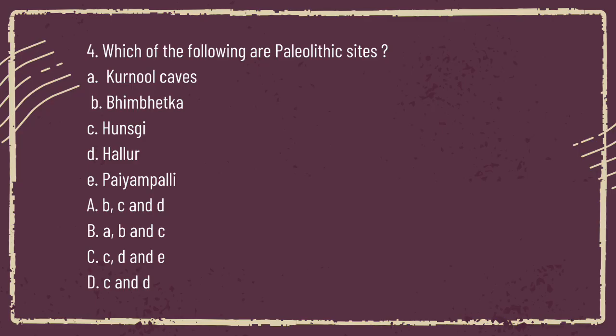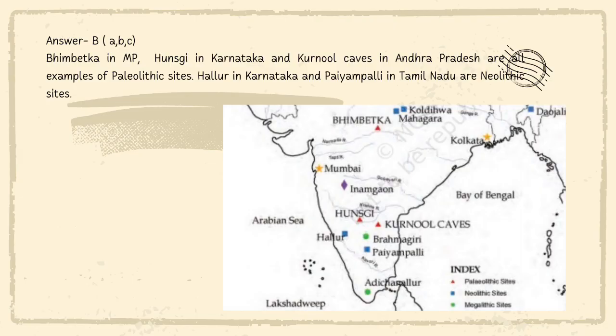Now the next question 4. It's a straightforward question. Which of the following are Paleolithic sites? Now it's more of a question which demands you to keep things in your memory. Options are Kurnool Caves, Bhimbetka, Hangsi, Halur and Payampalli. The correct answer of which is B, which is ABC. Bhimbetka is in Madhya Pradesh, Hangsi is in Karnataka, Kurnool Caves, Andhra Pradesh. They are all Paleolithic sites. Halur and Payampalli, which are in Karnataka and Tamil Nadu respectively, they are Neolithic sites.